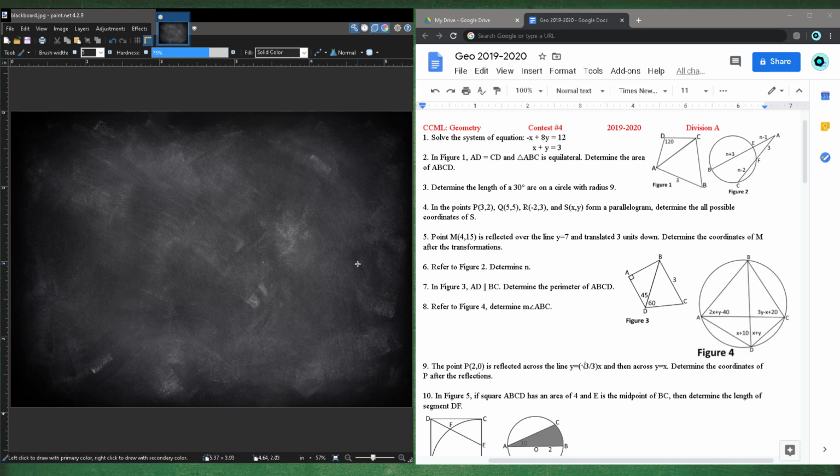Number 4. In the points 3, 2, 5, 5, negative 2, 3, and xy forms a parallelogram. Determine all possible coordinates. So usually all geometry, I like to make a picture, right? So 3, 2, so somewhere like right here. It doesn't have to be really that specific. It should just be something relatively decent, so you could be able to see it. So negative 2, 3. Okay, and then we're gonna have xy, which is gonna be our fourth point.